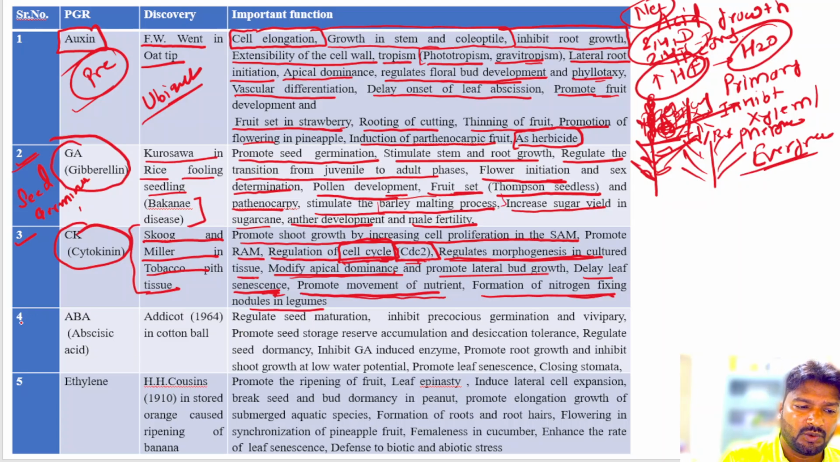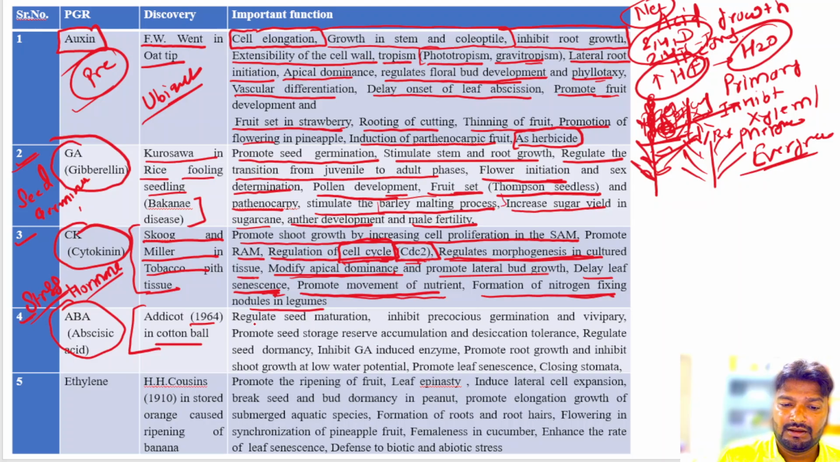Okay. So fourth hormone is the abscisic acid. This is also very important hormone that is known as stress hormone, and this hormone has important role in the abiotic stresses. Okay. So discovered by Addicott in 1964 in the cotton. Okay. Regulate the seed maturation. So gibberellin has important role in the seed germination, while this has anti-gibberellin function. Okay. Then inhibit the precocious germination and vivipary.